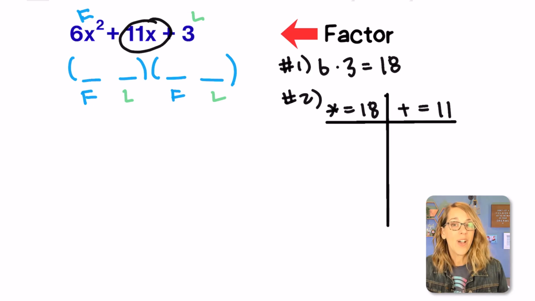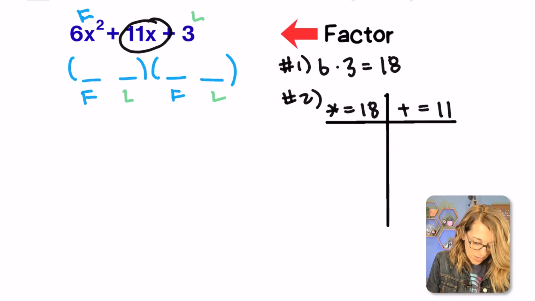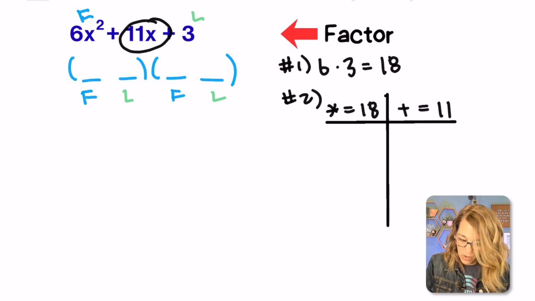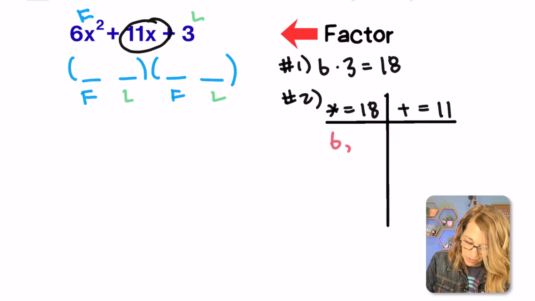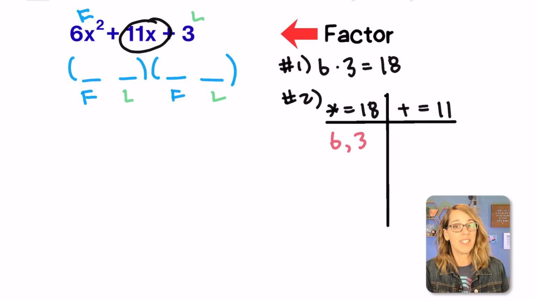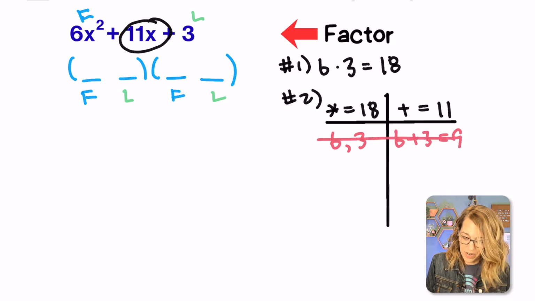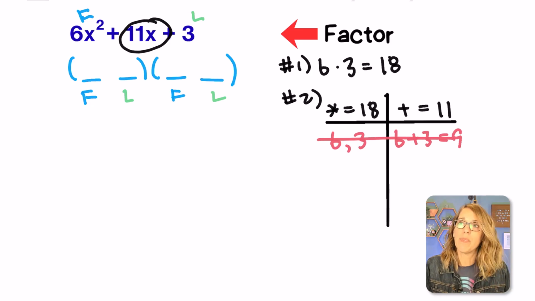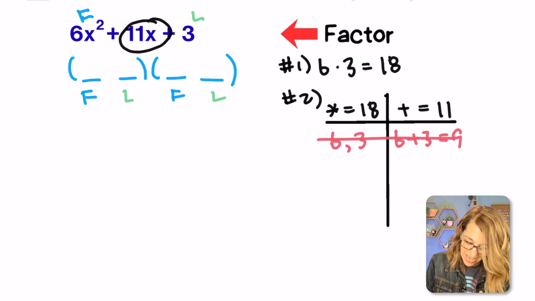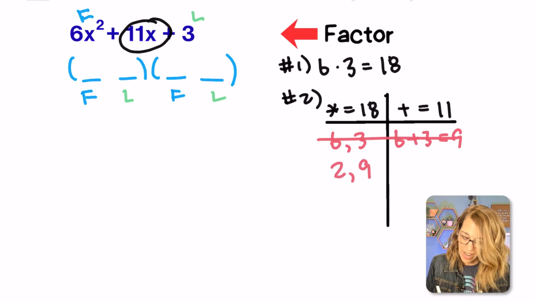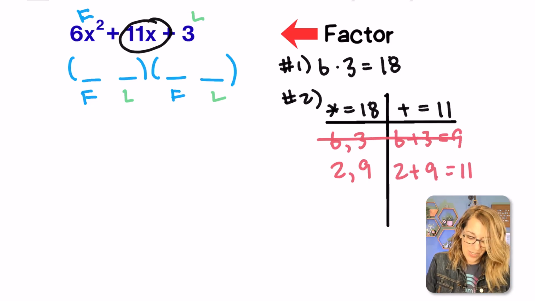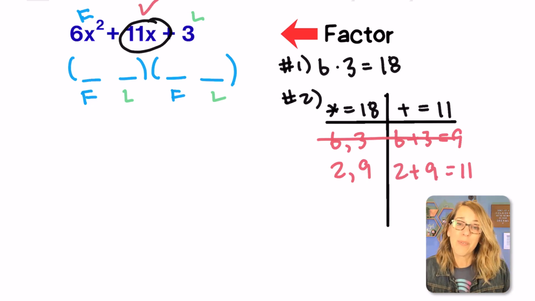So 11. Okay, let's go through some pairs. I'm actually going to start with one that I know doesn't work, but just showing you that any pair is worth checking if it multiplies to be 18. So we could check that 6 and the 3, but in this case, 6 plus 3 is equal to 9. So that one doesn't work. Let's do what else multiplies to be 18. How about 2 times 9? So another pair would be a 2 times a 9. And this is the one, right? So 2 plus 9 is equal to 11. So that's the one that we want.